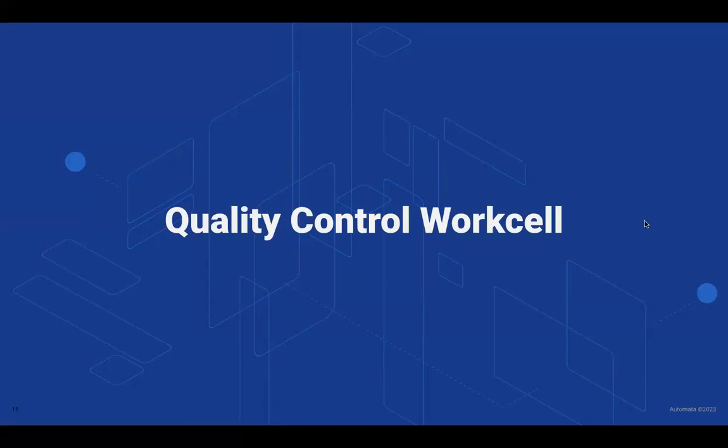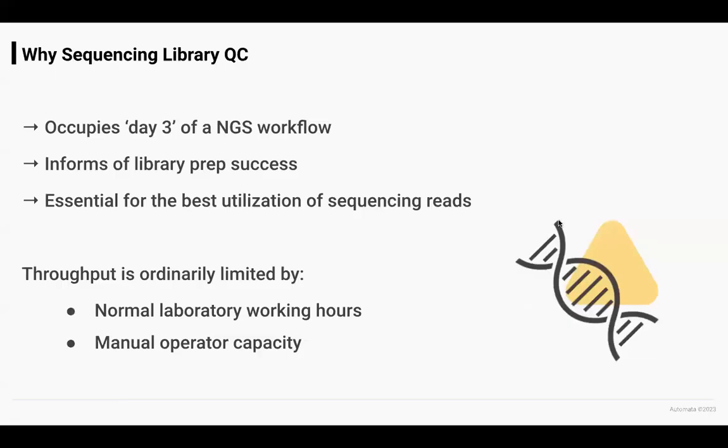So my first example I want to talk through is our quality control workcell. And I guess the first thing I want to start on is like, why did we think it was a good idea to automate this? Why do customers think it's a good idea to automate this? And at the top here, I've put occupies day 3 of an NGS workflow. So I've said day 3, it depends on the workflow, right? It might be day 2, it might be day 4 if it's a long workflow.